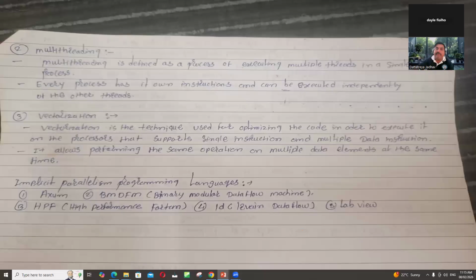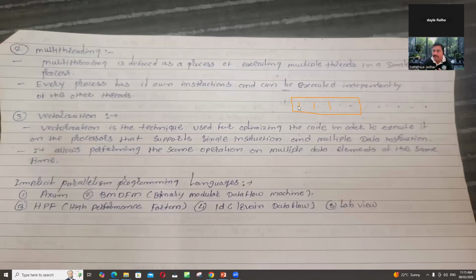So what happens in multi-threading? The number of threads is like the arithmetic concept we are taking. I will explain with a diagram so you can understand. Suppose an arithmetic unit is like that. First it does the addition, second it does the multiplication, and third it does the division. So multi-threading is defined as the process of executing multiple threads.